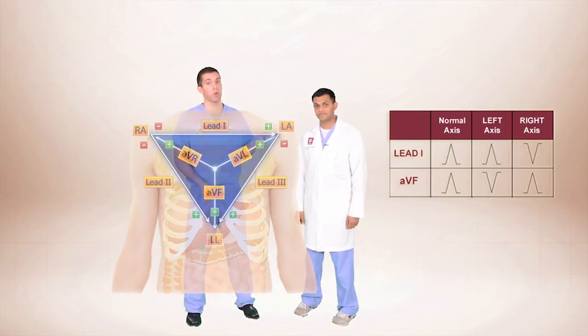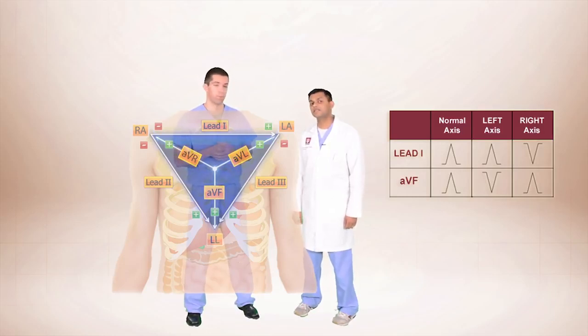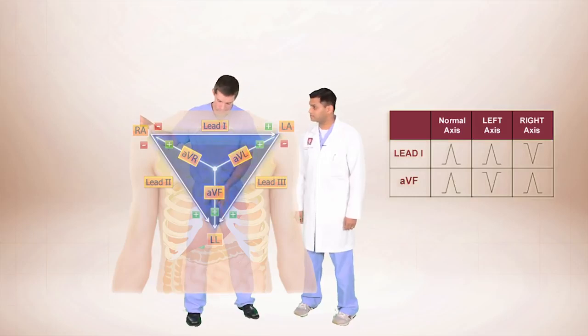So if we have a positive QRS complex in leads 1 and AVF, then we know our vector is somewhere in between those 2 leads, or normal axis. That's pretty good, Mark. Let me make it a little bit more challenging for you. So what if the lead is negative in lead 1 and positive in AVF? That would mean that our axis is somewhere in this quadrant. We would call that right axis deviation.